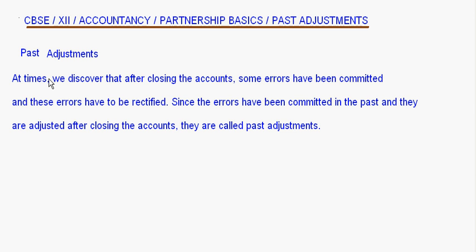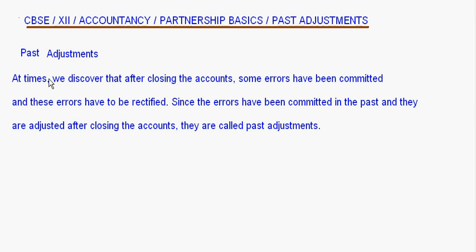Today let's take up the topic of past adjustments, which comes under the basics of partnership in accountancy. Now let's first try to understand what are past adjustments. Sometimes what happens is, when the firm closes their accounts, after they close their accounts, they find out that certain errors have been committed and these errors have to be rectified. So since the accounts are already closed, after that they have to carry out the adjustments, so we call it the past adjustments, that is the adjustments for the past period.